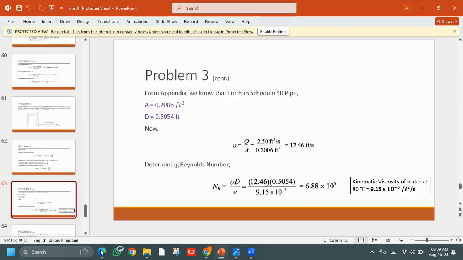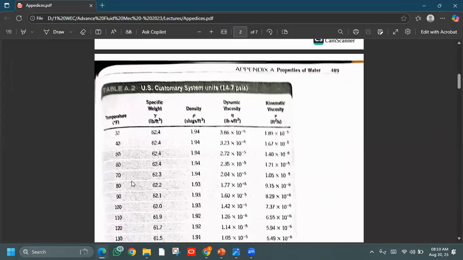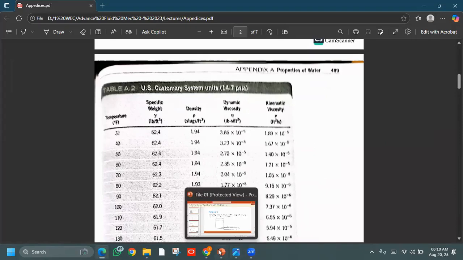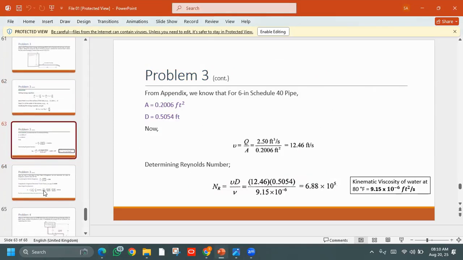Here is the value of water at 80 degrees Fahrenheit. You can see that it is 9.15 into 10 raised to the power minus 9. So let's move towards the question.